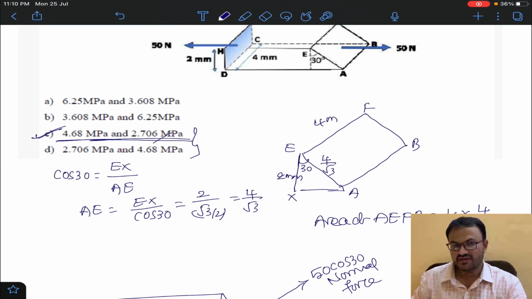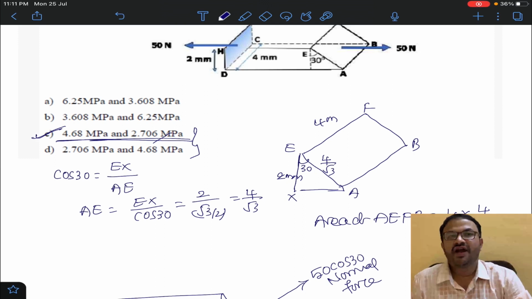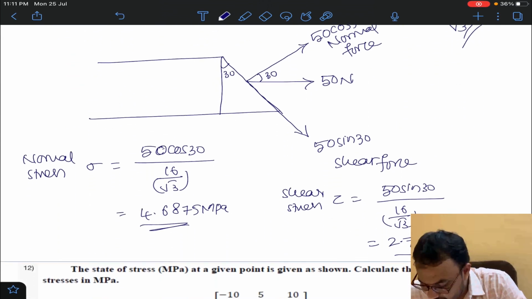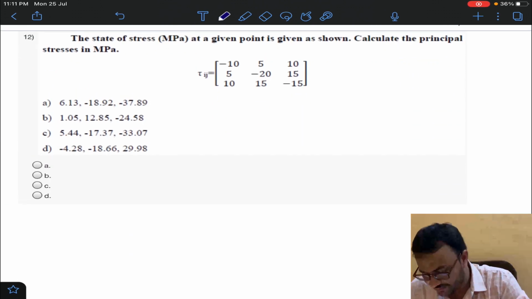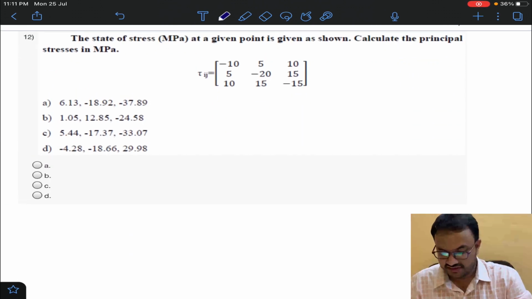So be careful in choosing the options. Even if you solve the problem very properly, you need to choose the options very carefully. Okay, everyone, is it clear? We are about to complete the assignment number 1. So the last question, it's the most important one.